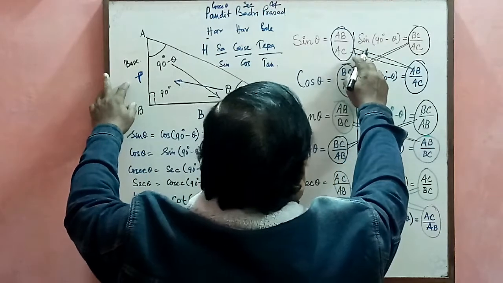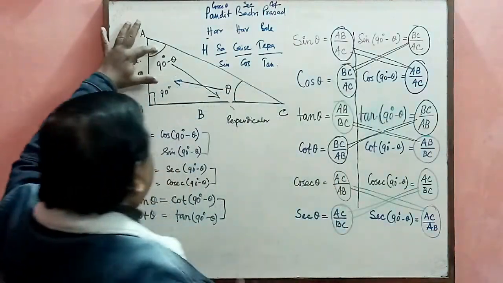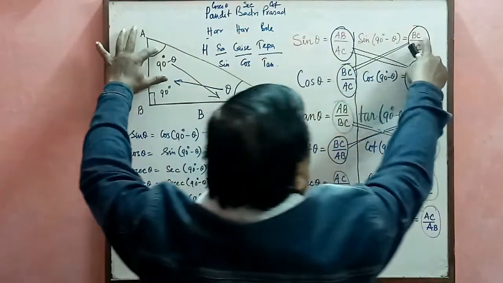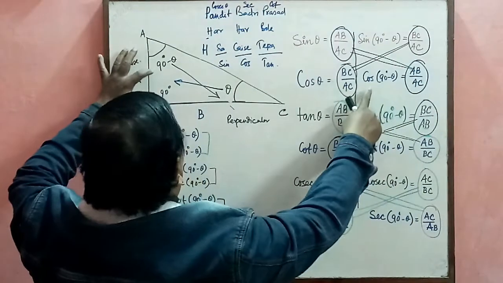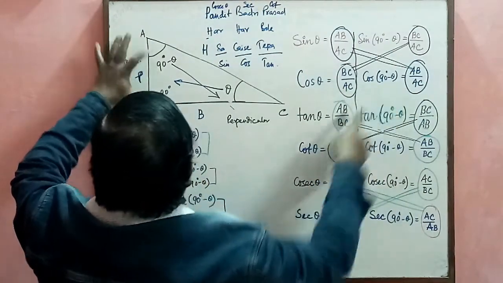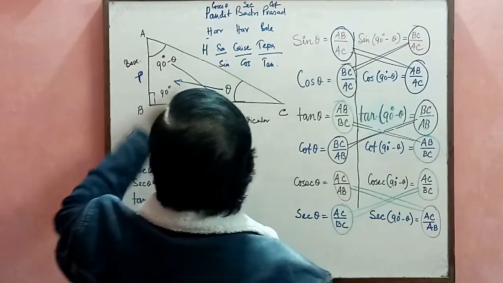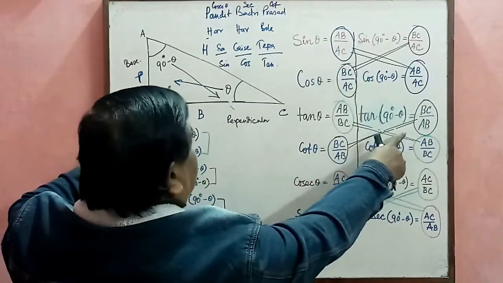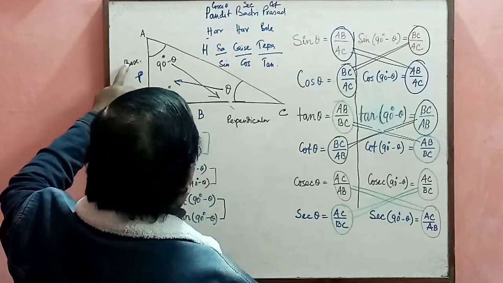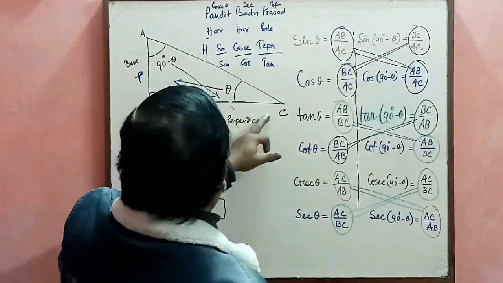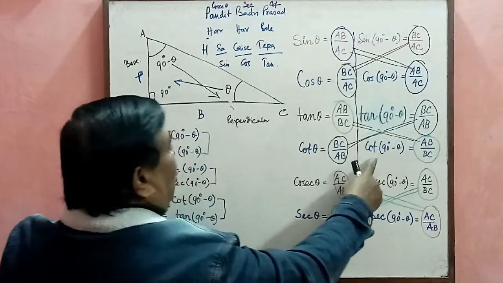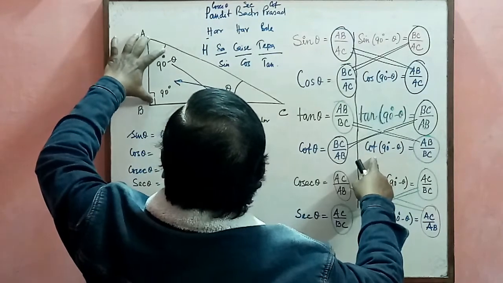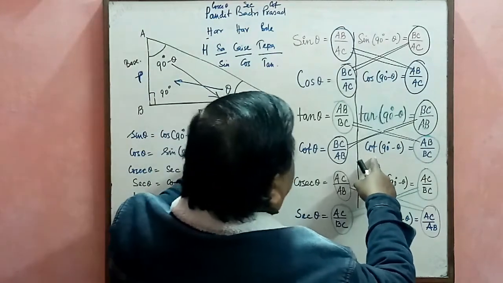Here we have sin 90 degree minus theta: perpendicular is BC, hypotenuse AC, so this is BC upon AC. Similarly, cos 90 degree minus theta is base upon hypotenuse, this is AB upon AC. And tan 90 degree minus theta is perpendicular upon base, BC upon AB. Now cot 90 degree minus theta is base AB upon BC.